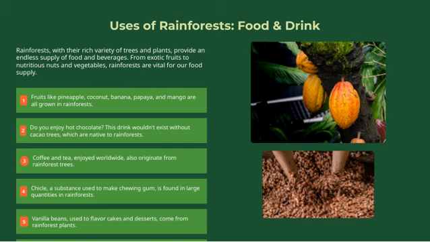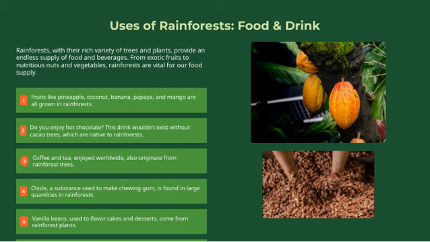Have you ever enjoyed a cup of hot chocolate? Well, that wouldn't be possible without cacao trees, which are native to rainforests. Similarly, the coffee and tea we love to start our mornings with also come from rainforest trees. Rainforests are also the source of other products like chicle, a natural substance used to make chewing gum. And for those who enjoy desserts, vanilla beans, which flavor many cakes and treats, come from rainforest plants.